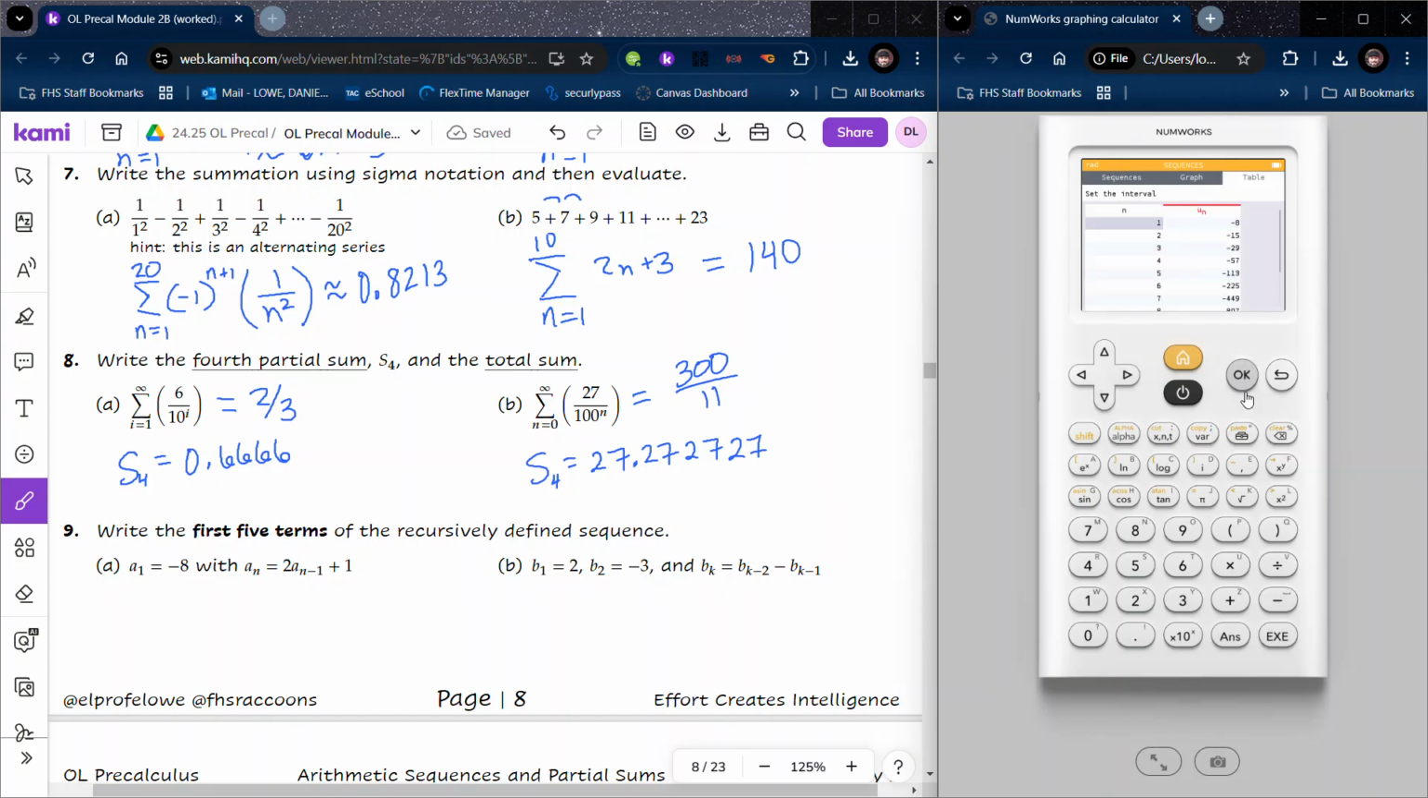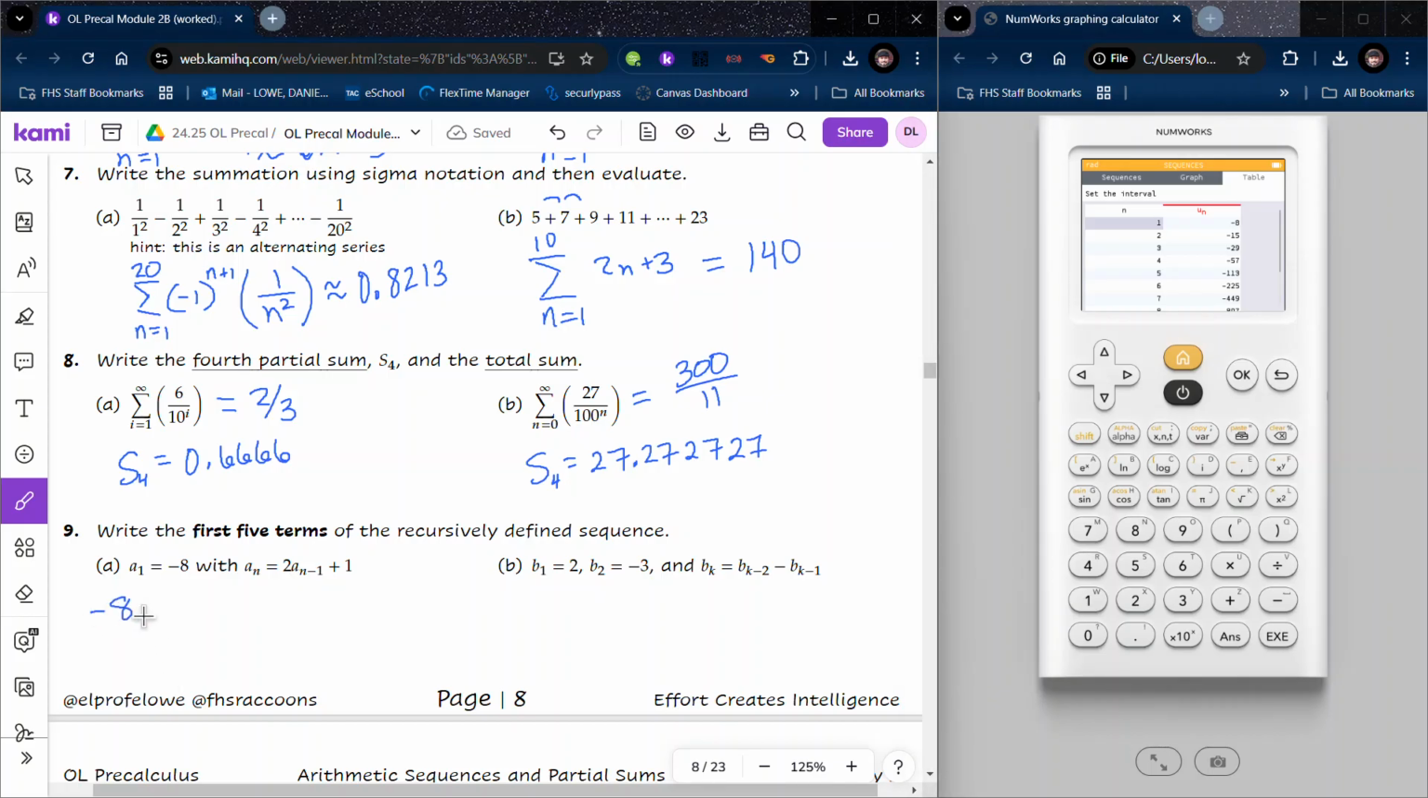And I could display the values. And I say, okay, well, my first term is -8. Then I'm going to separate with a comma because I have a sequence. And then what does it say? 2 times that number plus 1, so -15. 2 times that number plus 1, -29. 2 times that number plus 1, -57. 2 times that number plus 1, -113. And those are the first 5 terms.